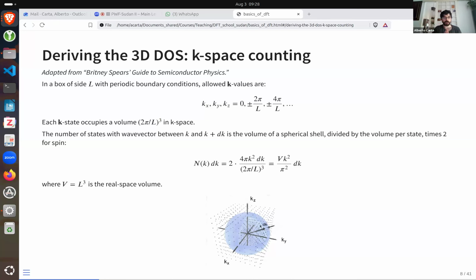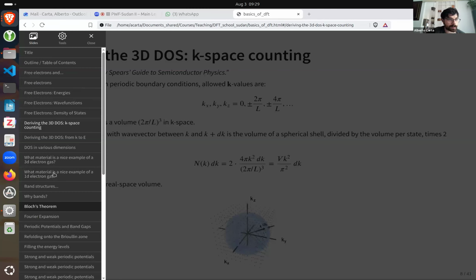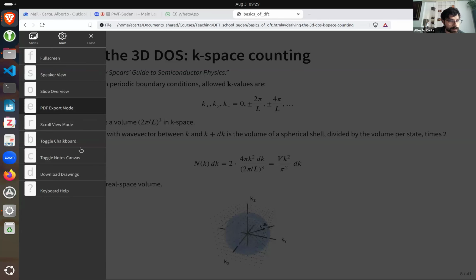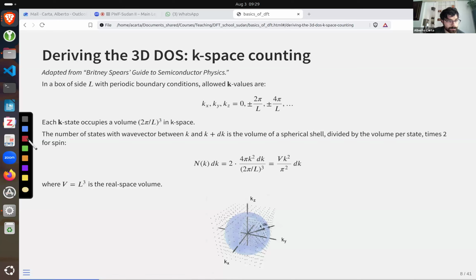Let me see if I can use some toggle chalkboard, not canvas maybe. Okay, can you see the sketch? Can you see me sketch? Can you see?